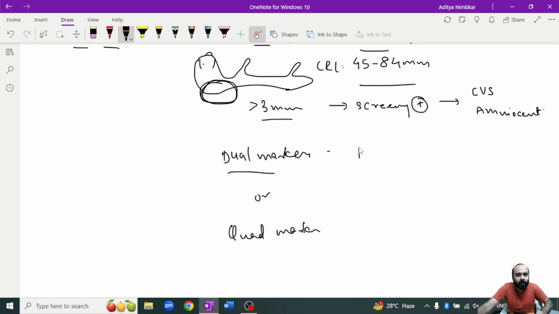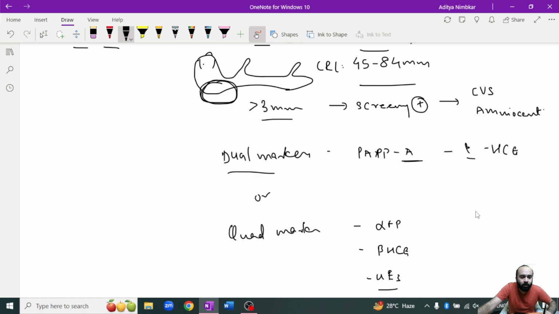Dual marker includes 2 things: pregnancy associated plasma protein A and beta HCG. So A and B is the dual marker. Whereas quadruple includes alpha fetoprotein, beta HCG, unconjugated estriol. There is a technique that I had mentioned yesterday on how to remember that this is estriol and not estradiol. A female's life has three phases in her life.